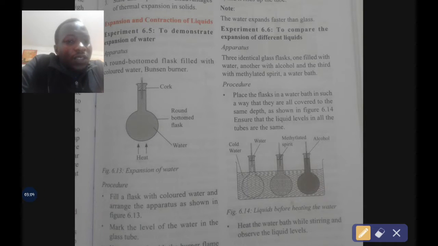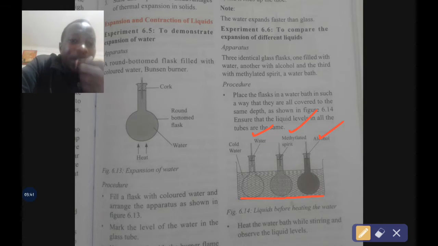We have 3 liquids here. We have methylated spirit, we have alcohol, and we have water. These 3 are placed in round bottomed flasks. They have a tube that is going to gauge their expansion, and then they are put inside cold water in a basin. This cold water is going to be heated, or is going to be replaced by warm water. Now when you put them in cold water, there's going to be a contraction.